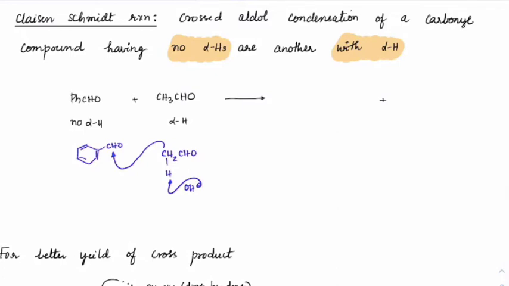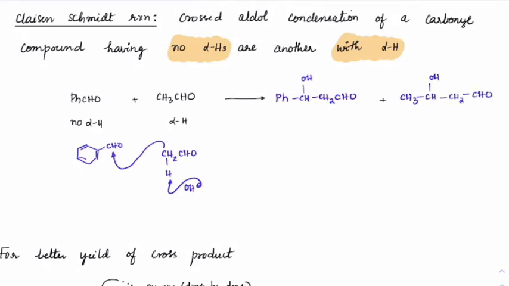And based on that, we would get the products. One is PhCHOHCH2CHO. This is the aldol which is formed. And the other aldol would be of this itself. So which means one will be crossed and one will be self. You don't see self of this forming, correct? So we will have CH3CHOHCH2CHO.